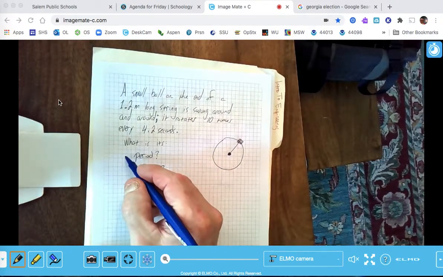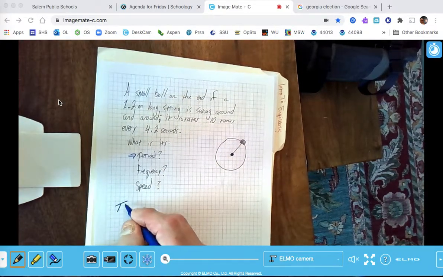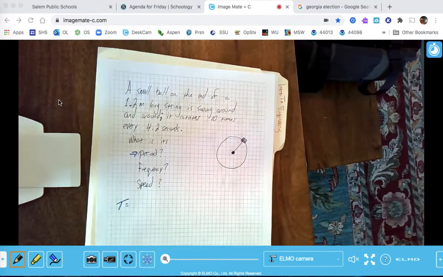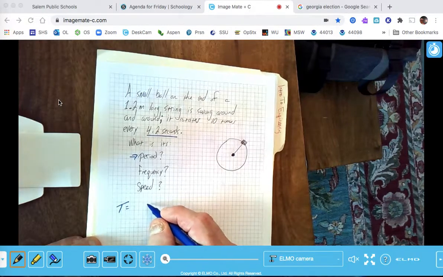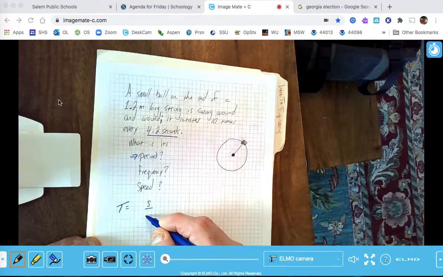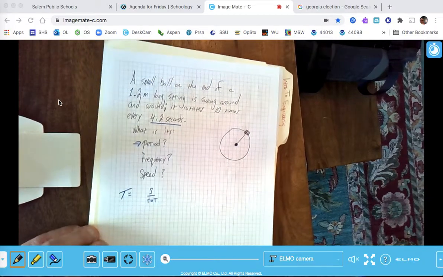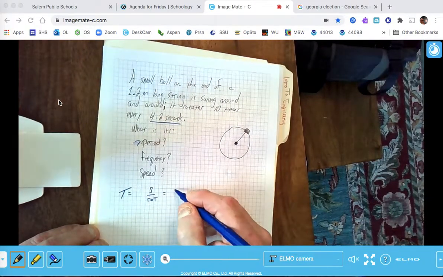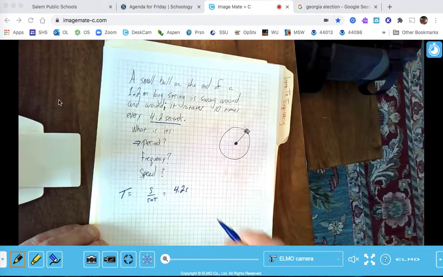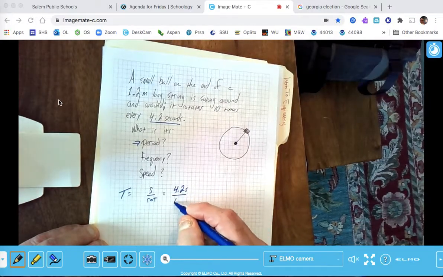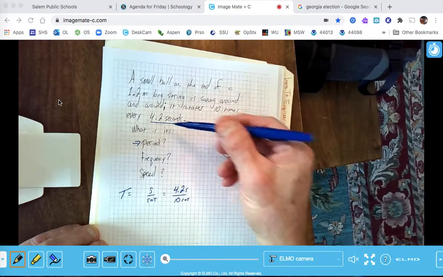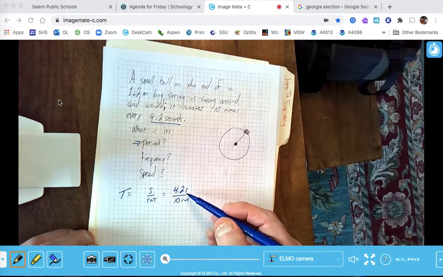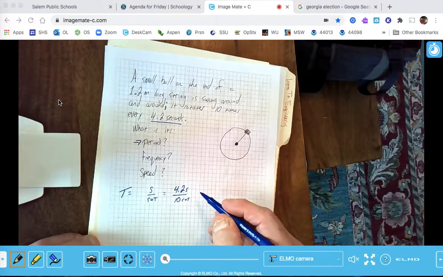Now the period is how long it takes. That is to say, the number of seconds per rotation. So all I do is I take the number of seconds, right? I want my units to be seconds per rotation. So I take my seconds and I put them up top, and I take my rotations and I put them below, 10 rotations, 10 times in 4.2 seconds. So 4.2 seconds per 10 rotations.